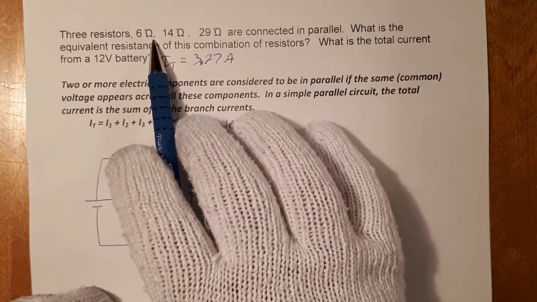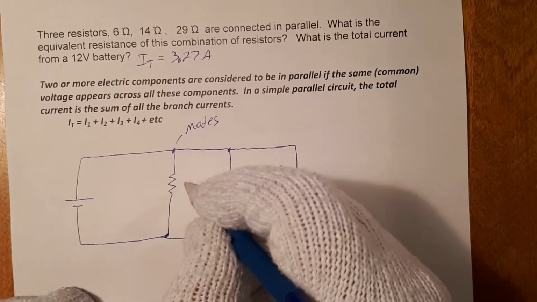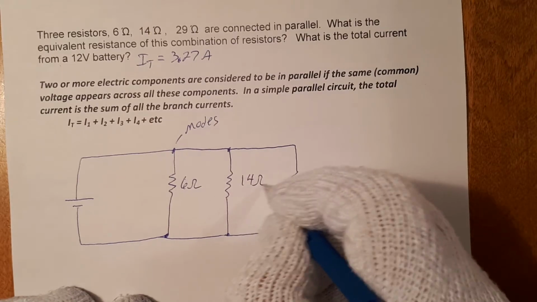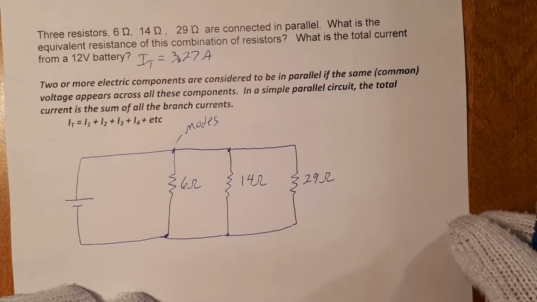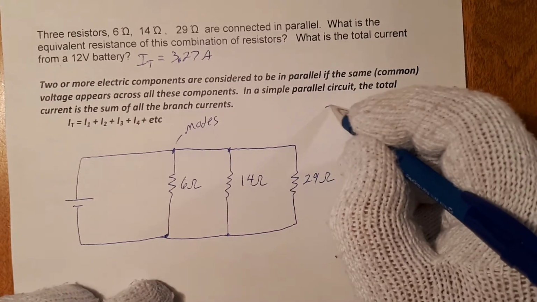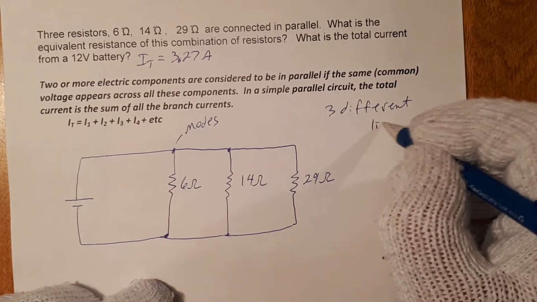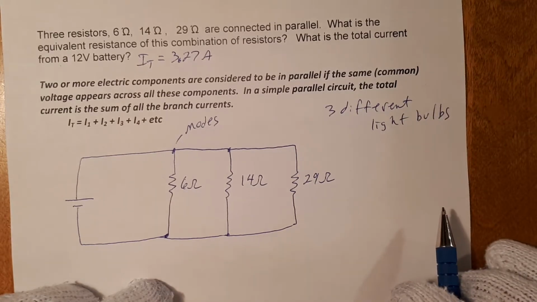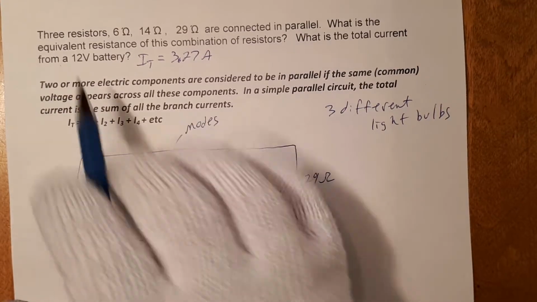Here they are, and let's write them in. So we've got 6 ohms here, and 14 ohms coming down here, and 29 ohms. For visualization, you can consider all of these to be 3 different light bulbs. And they're all connected in parallel to this voltage source. And the voltage source is 12 volts.